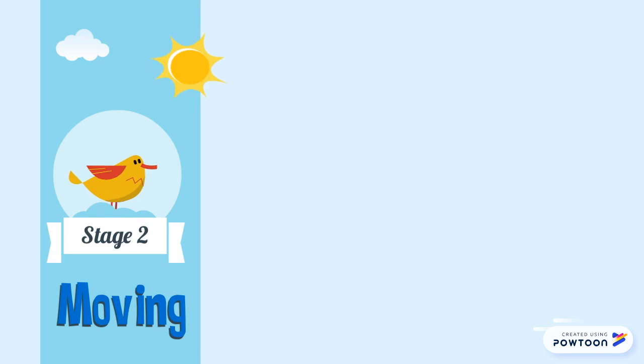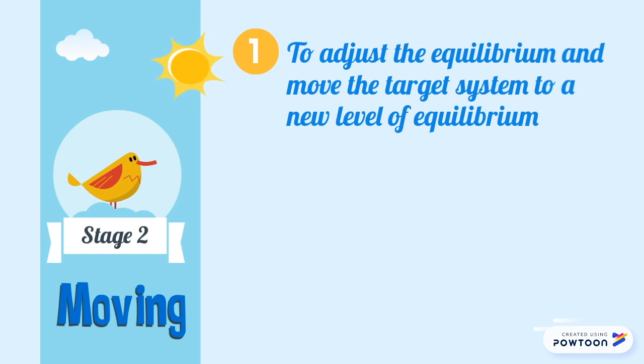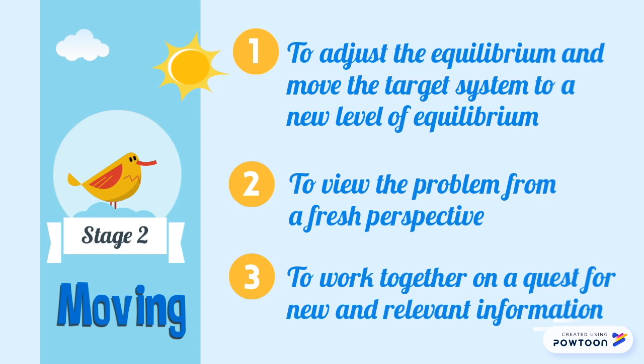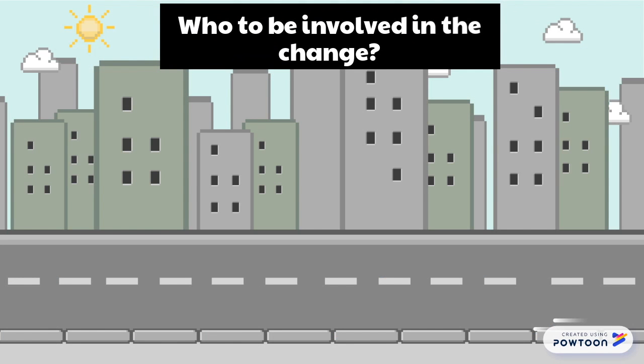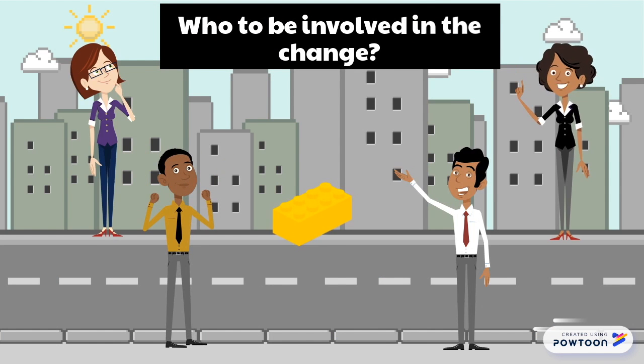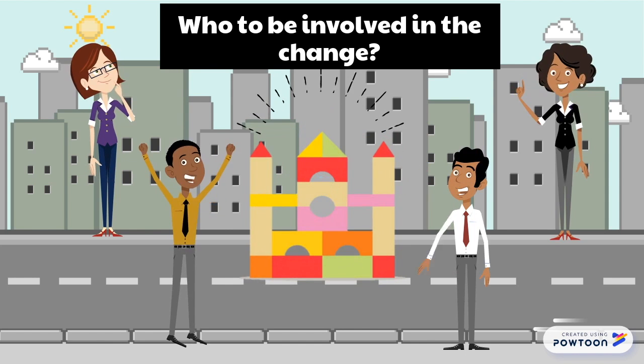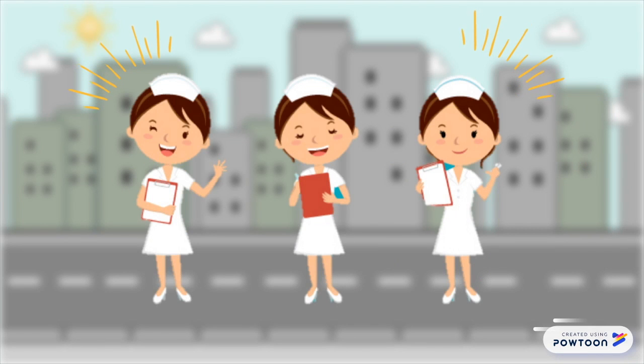In this step, it is necessary to move the target system to a new level of equilibrium, by viewing the problem from a fresh perspective, and working together on a quest for new and relevant information. So, who to be involved in the change? Employee involvement seeks to increase members' input into decisions that affect organization performance and employee well-being. In this scenario, all frontline staff and ward managers in the hospital will be involved in the change.